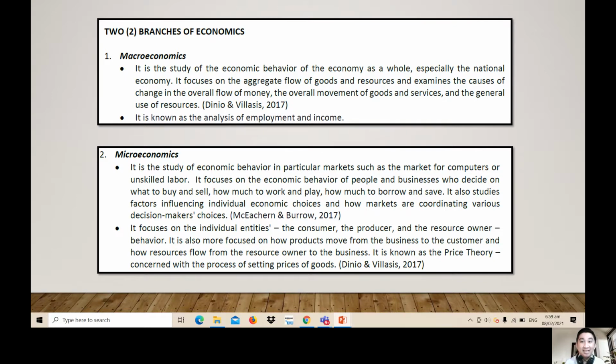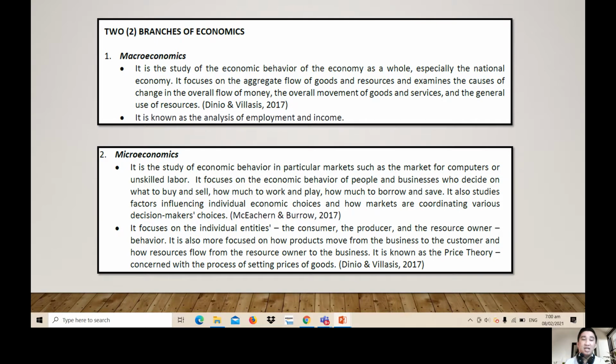Okay, aside from that, the national economy. So larger talaga yung scope ng macro, kasi nga, ang focus niya is the aggregate. When you say aggregate, cumulative, flow of goods and services. And flow of the money. What is the flow or spending of money? The overall movement of goods and services, imports, exports, and the general use of resources.